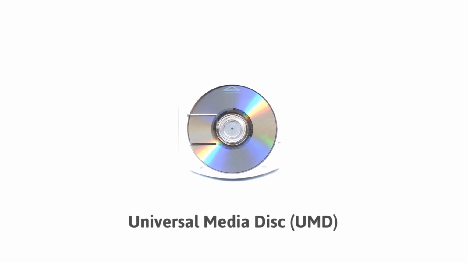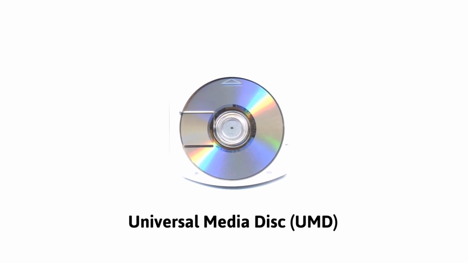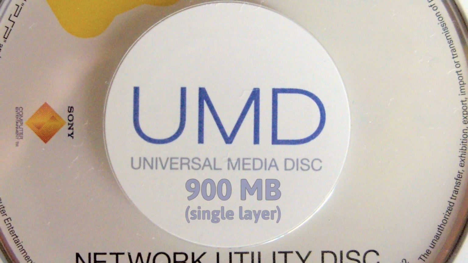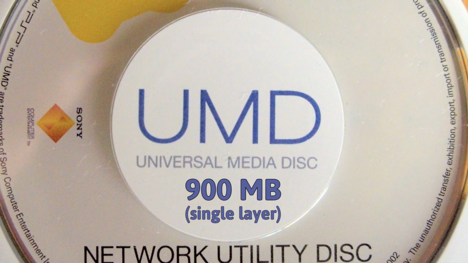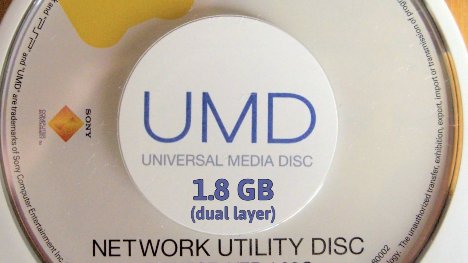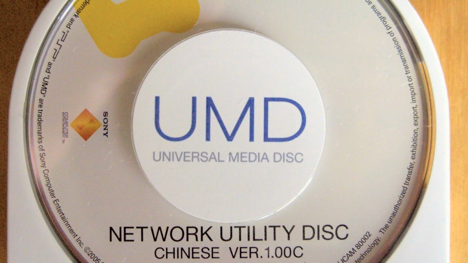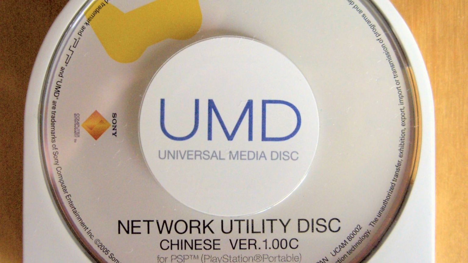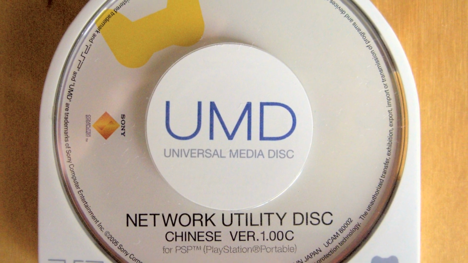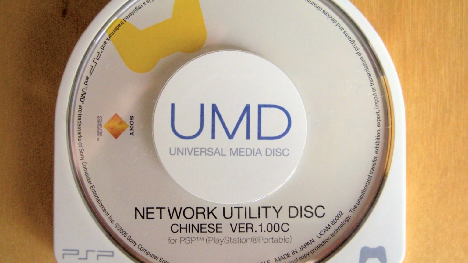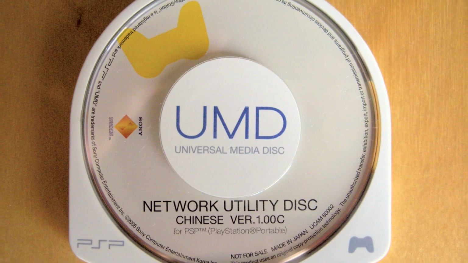Games are stored on Sony's proprietary Universal Media Disc, or UMD, which holds 900 megabytes on a single-layer disc and up to 1.8 gigabytes on the dual-layer variety. It is very similar to a mini DVD, but it uses a surrounding case with a protective shutter. This makes handling discs easier when using the system on the go, and it keeps discs from getting scratched.